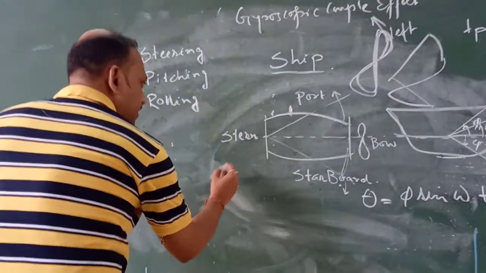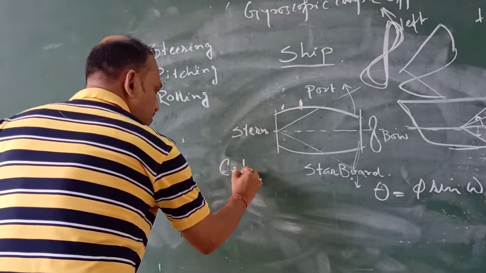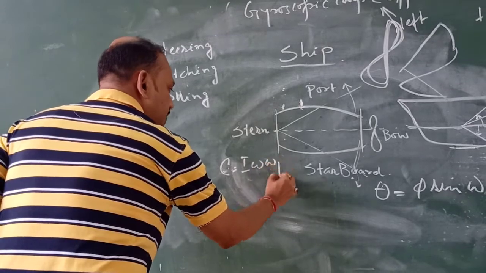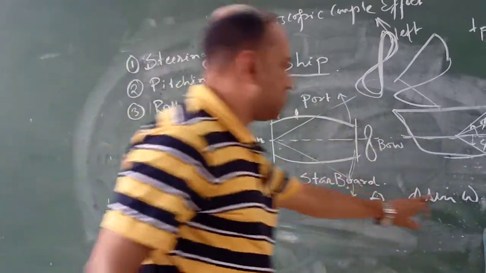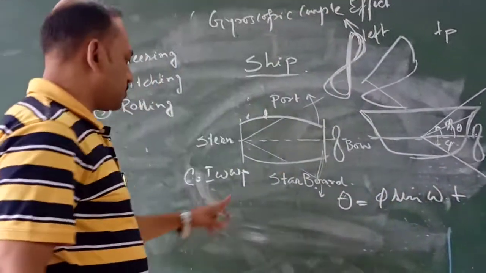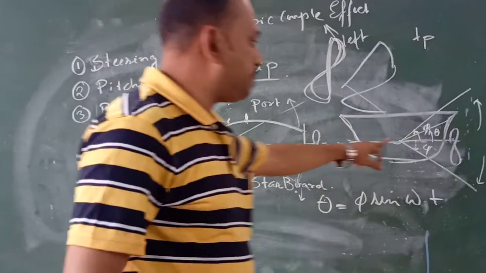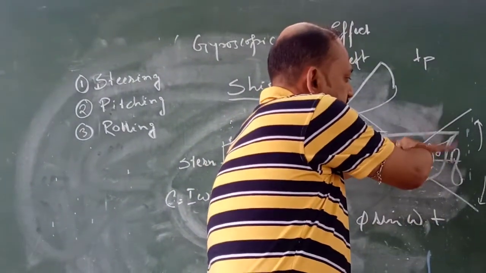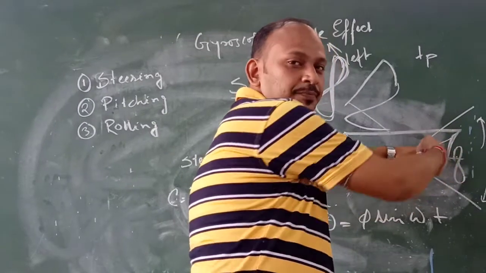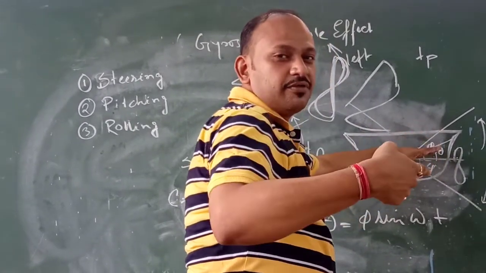And we know that the magnitude of the reactive or active gyroscopic couple, whatever we say, is I omega omega p, where I is the mass moment of inertia of the whole ship, omega is the angular velocity of the axis of spin, and omega p is the angular velocity of the axis of precession. Remember, in the case of pitching, the axis of precession will be acting in this particular way.